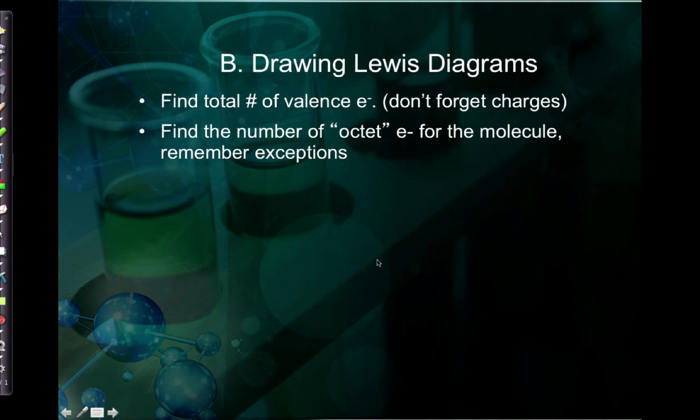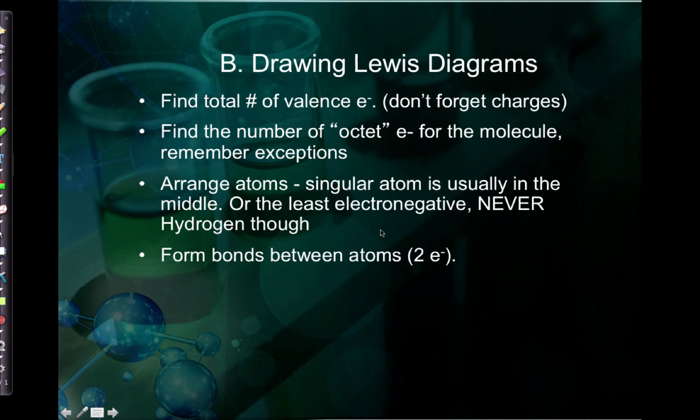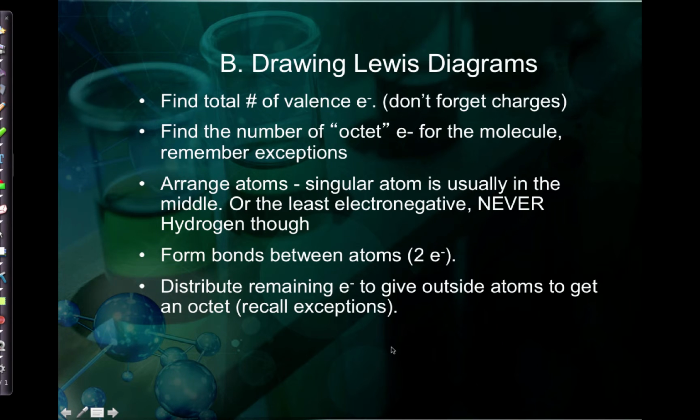Alright, so whenever you're drawing a Lewis structure, the first thing you should do is find out how many valence electrons you have available for bonding. Then you're going to find the number of octets. So basically, do they want to have 8 or do they want to have 2, or is it one of the exceptions? You're going to arrange the atoms. The singular atom will usually go in the middle, or the least electronegative atom. Electronegativity increases going up and to the right, so the least electronegative atom will go in the center.